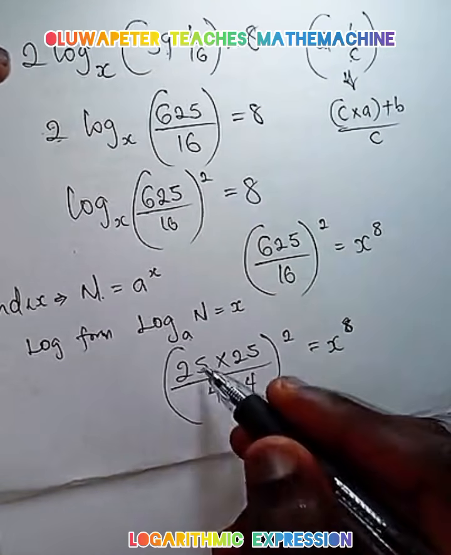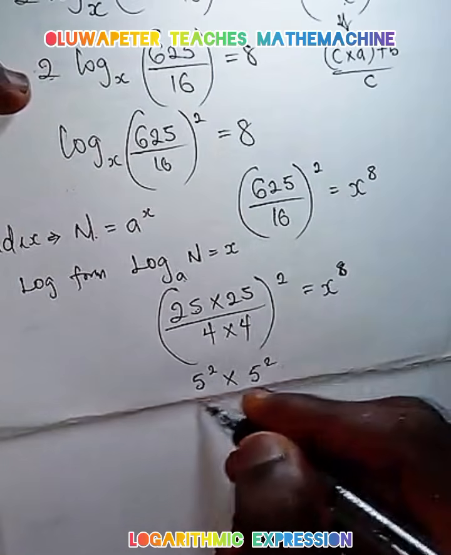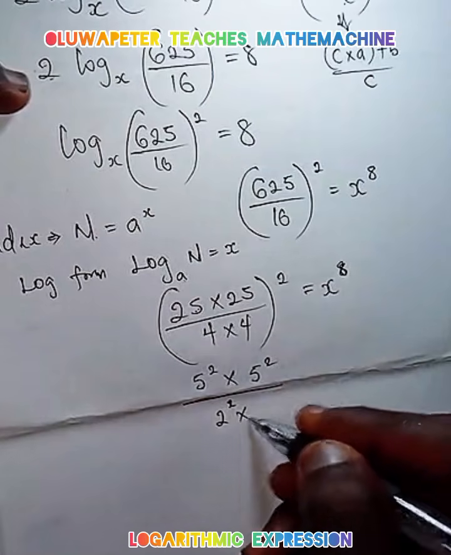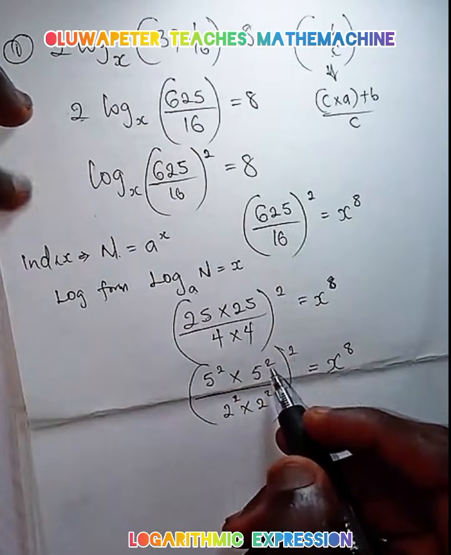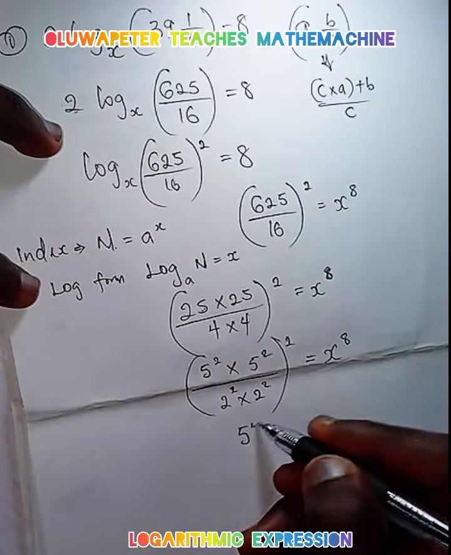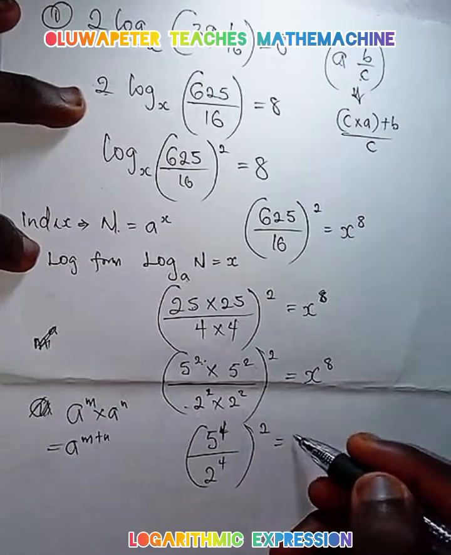So now let's break this one down. 5 raised to power 2 will give me 25, times another 5 raised to power 2, all divided by 2 raised to power 2 times 2 raised to power 2. That will give me 625. So 5 times 5 is 25, like that. So 5 raised to power 4 is 625. So from here now I'm saying 5 raised to power 4 divided by 2 raised to power what will give me 16? 2 raised to power 4 as well, equals what? x raised to power 8.